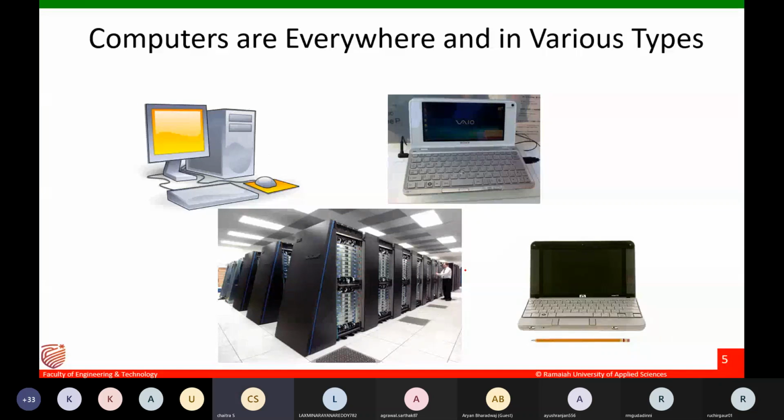So where do you find these machines? Do you think it's only in colleges and IT departments, only where software engineers are there? Or can it be in our day-to-day activities, at home, everywhere? Everywhere, ma'am. Okay. So is your mobile acting as a computer?